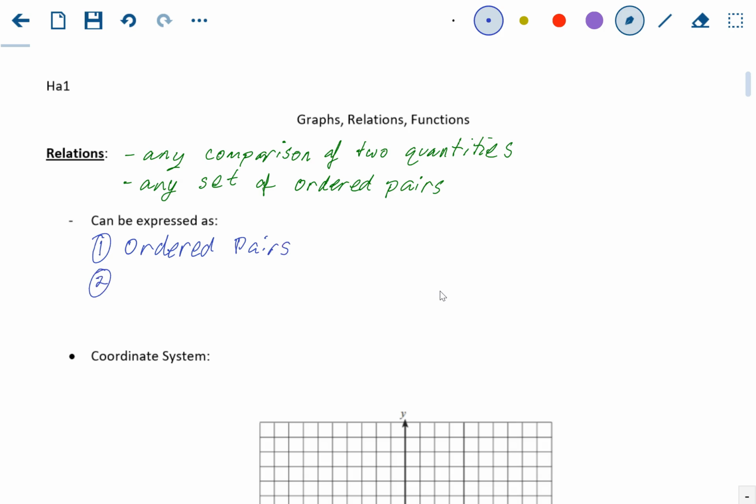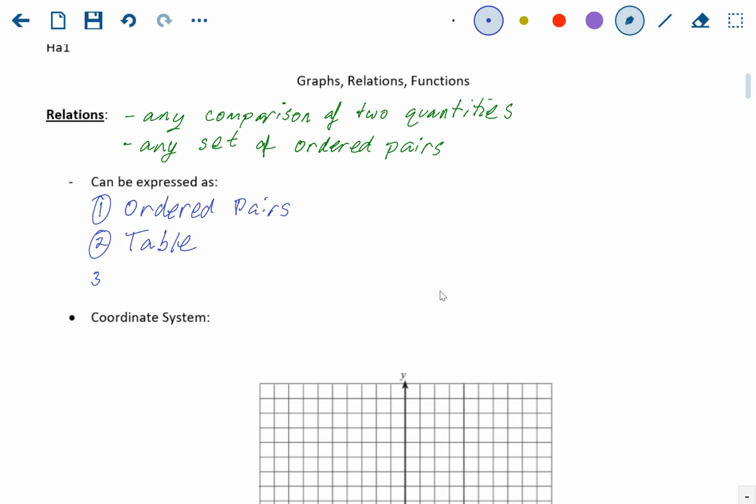The second way we could express a relation is through a table. In ordered pairs, you've got x, y pairs, x comma y. A table can either be vertical or horizontal, with x's in one column and y's in the other column. Relations can also be expressed graphically, so through a graph. Now, all three of those you're probably familiar with. This fourth one you might not be familiar with. It's called a mapping diagram. Mapping diagrams are also sometimes called arrow diagrams.